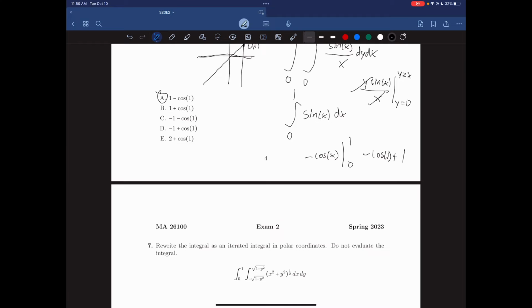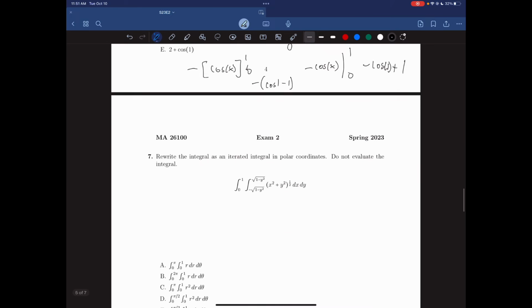Just checking if that's exactly accurate. So if we factor out the negative 1, cos x evaluated at 1, 0, we're going to get cos 1 minus cos 0, so negative cos 1 minus 1.